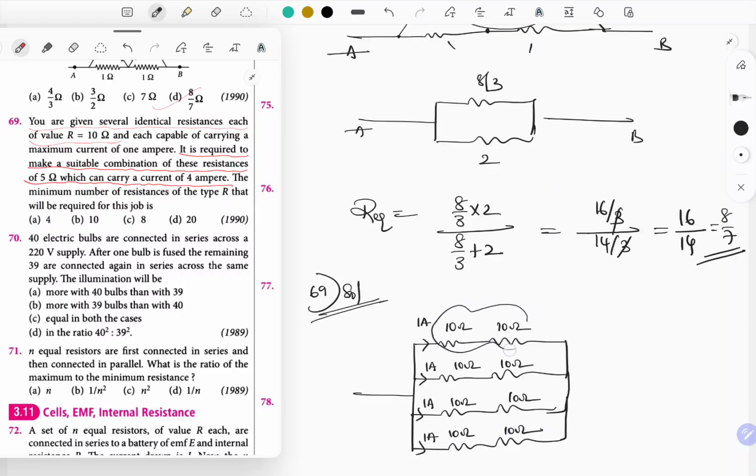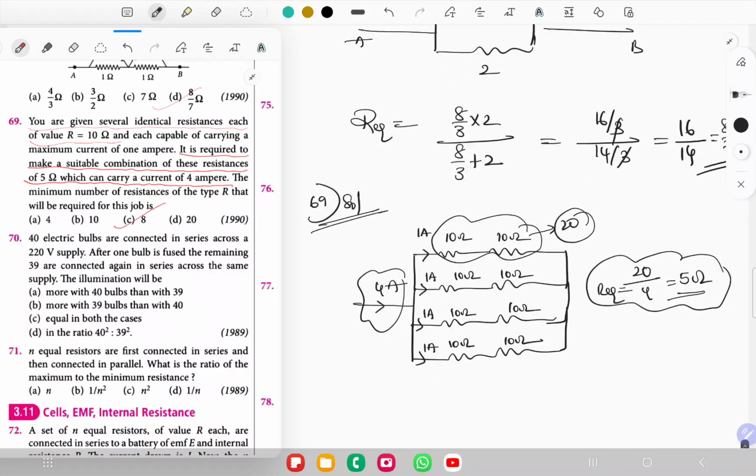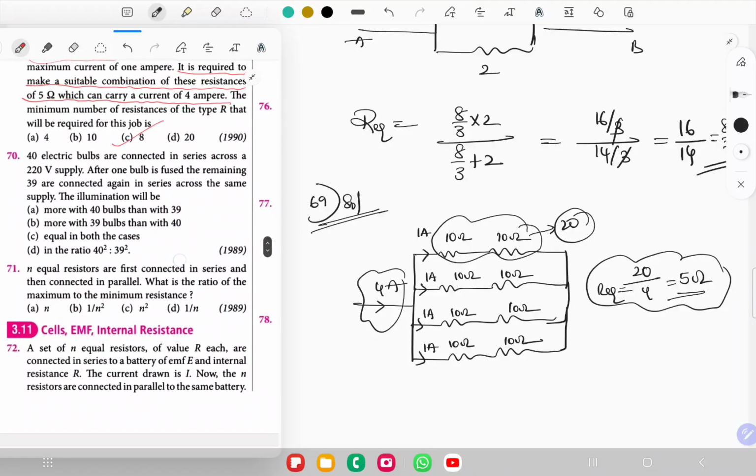So these two are connected in series, resultant 20 ohm. As current is 1 ampere, 1 ampere, 1 ampere, 1 ampere, total current is going to be 4 amperes which enters. So this kind of 20 ohm resistors are connected in 4 combinations. So R equivalent is going to be 20 by 4, which is equal to 5 ohm. Yes, I am getting 5 ohm as the equivalent resistance and 4 ampere. So the total number of resistors required is 8 resistors.